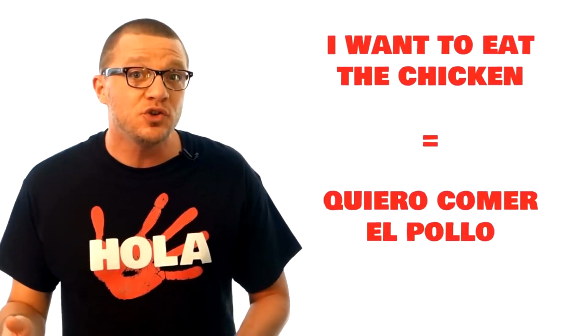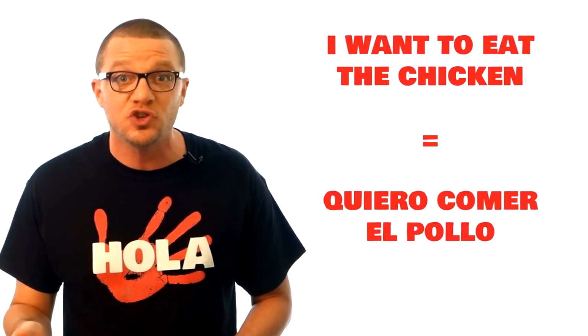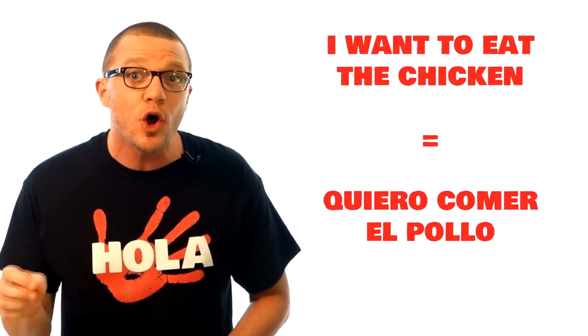I showed you when there are two verbs next to each other, you conjugate the first one but not the second. This is just like English. I want to eat the chicken. The first verb is conjugated, I want. The second verb isn't, to eat. It's the same in Spanish. I want to eat the chicken is quiero comer el pollo.